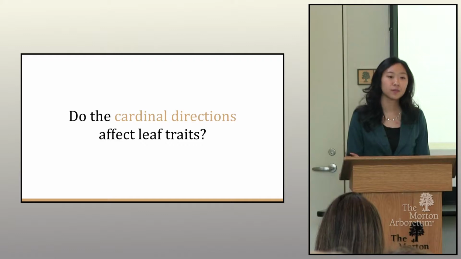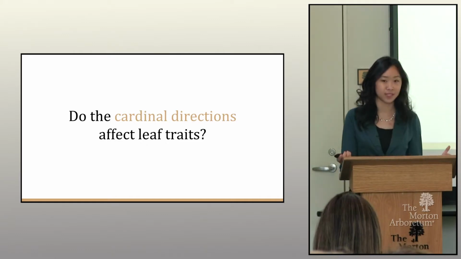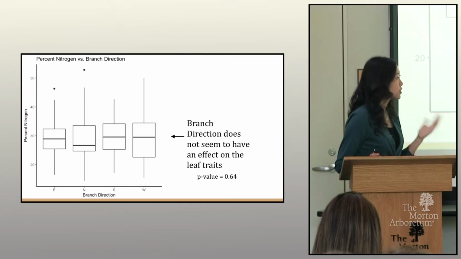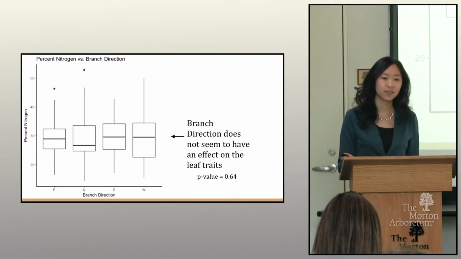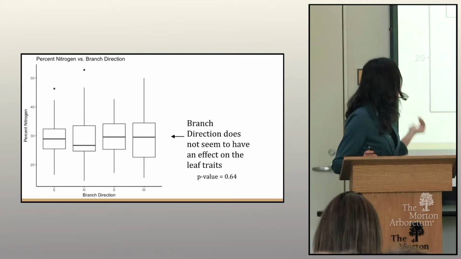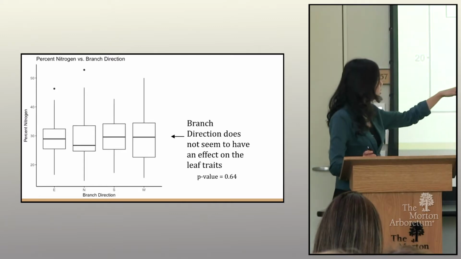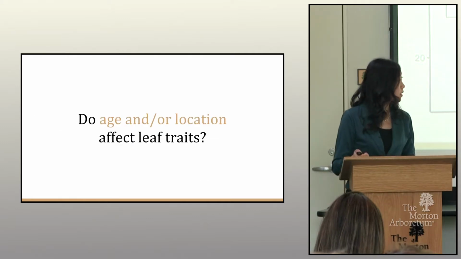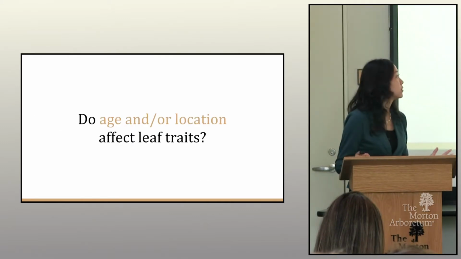My first question then was, do the cardinal directions affect leaf traits? So I ran some box plots in R, and I found that branch direction didn't really seem to have much of an effect on the leaf traits. You can see here that all the boxes are lined up pretty nicely, and the p-value is not significant. So then I moved on to another question.